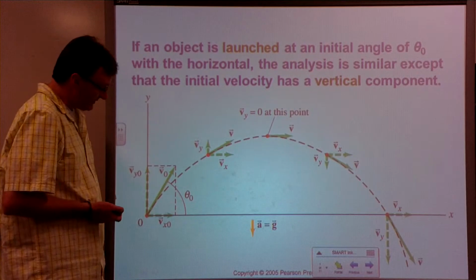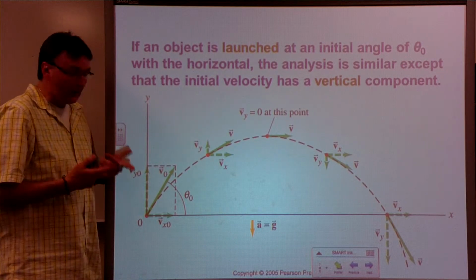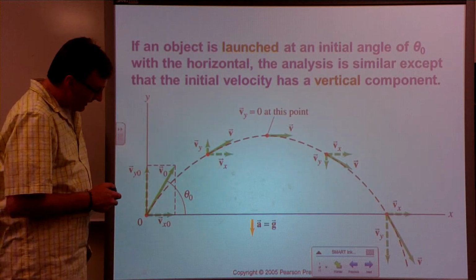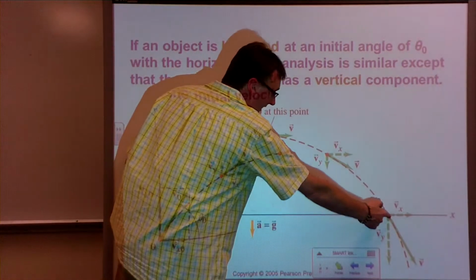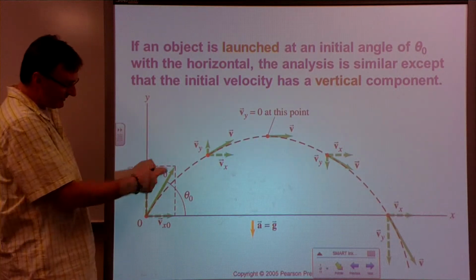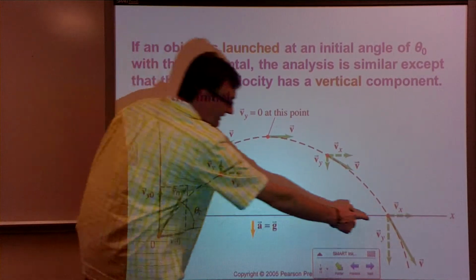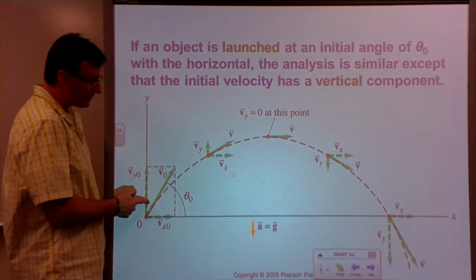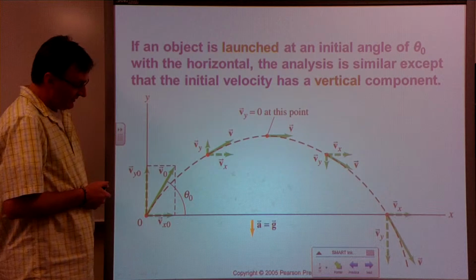The other interesting thing to note about this, and again we're ignoring air resistance and anything else, is that when the object gets to the other end of its trajectory, like so, its velocity magnitude will be the same as when it was launched. So the velocity here will be the same as at launch. The only difference is it will be in the opposite direction.